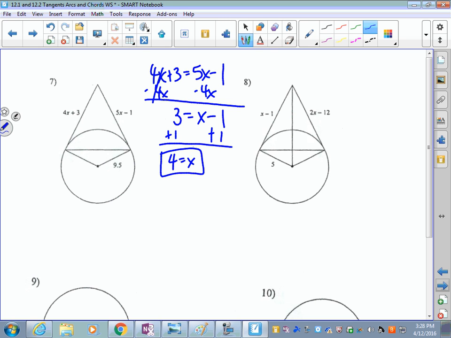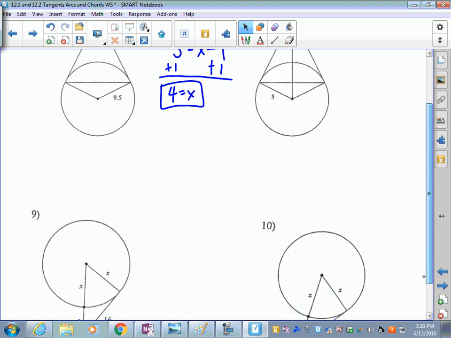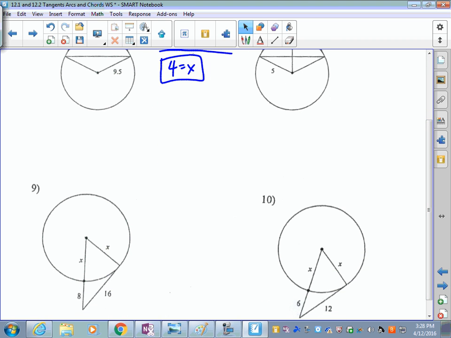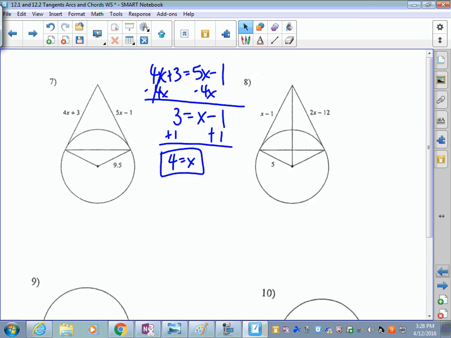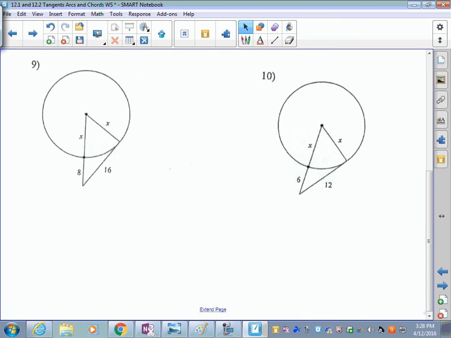Questions on this type of problem? 8 is all yours. Now, same thing, yep. I need you to look at 9 with me, because this one we're going to practice a whole lot more tomorrow too. We're going to do these together.